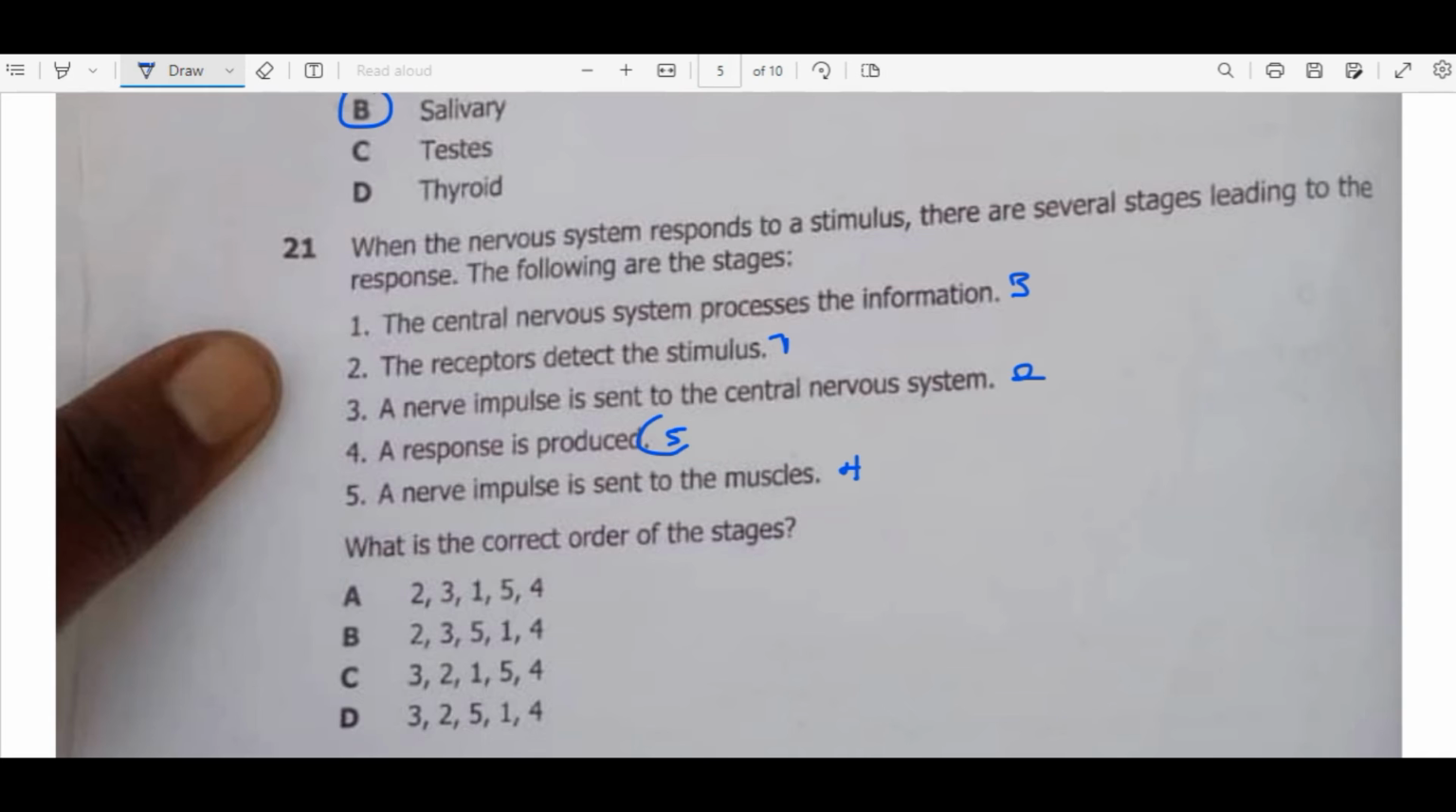So what is the correct order of the stage? So we have 2, 3, 4, 1, 5, 4, and then we have 2. So the first one, it is 2. So let us look at, so we disqualify C and D.